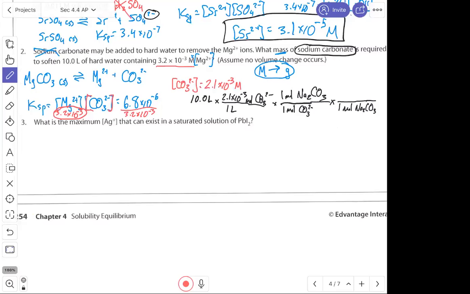Is it 83? It is not 83. Isn't it 105? 105.99. Wait a second, there are 3 C's and 3 O's. No, 1 C, 3 O's, right? But 2 sodiums. Wait, I only have 1. I see it, but I'm not reading it in the calculator. What's the number? Because it's 22.99 times 2 plus 12.01 plus 48, 105.99.